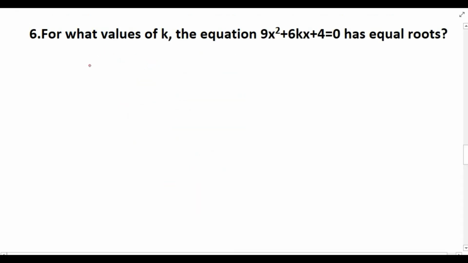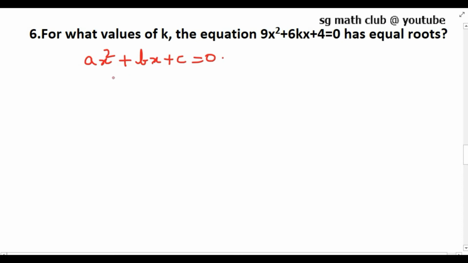Next question, for what value of k does the equation have equal roots? This question is asked from the chapter quadratic equation, and we know the general form of a quadratic equation is ax square plus bx plus c equal to 0, and we know the discriminant also. Discriminant is b square minus 4ac.